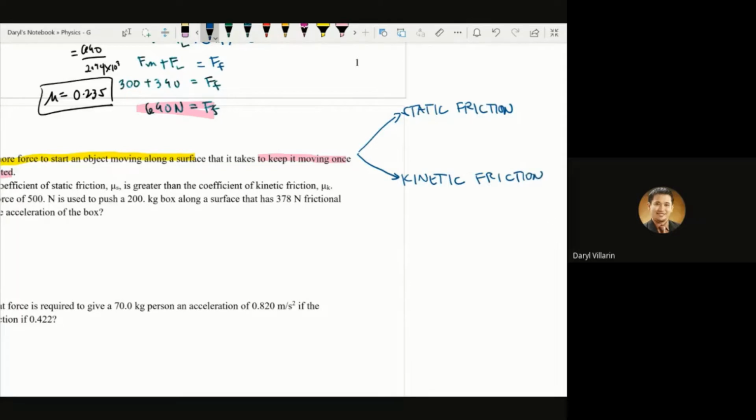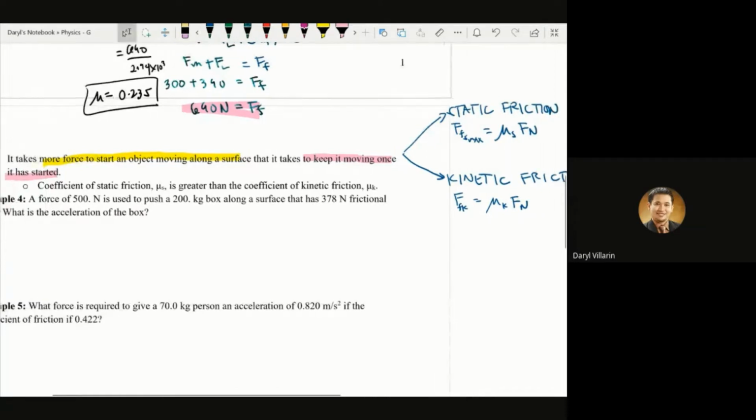Their formula is basically the same. However, for the maximum static friction, it's equivalent to mu s times the normal force. And kinetic friction is just given by Ff sub k equals mu k times Fn. So the mu's here just indicate the coefficient of static friction and the coefficient of kinetic friction.